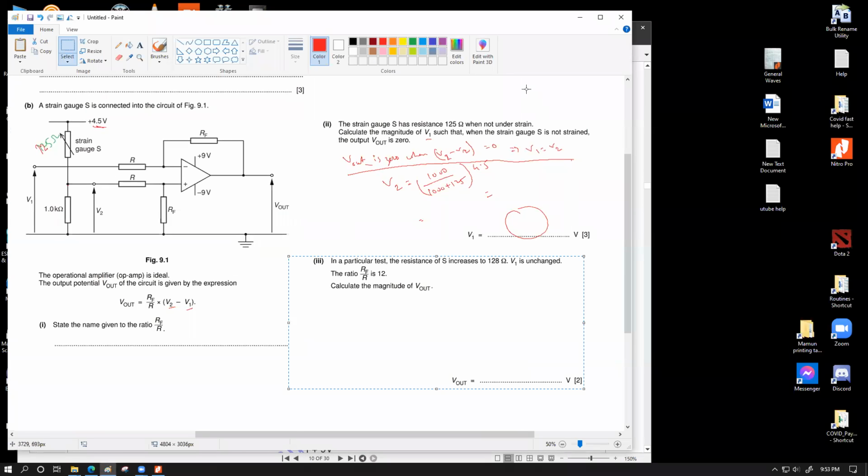So our V2 resistance has changed, sorry, the resistance of the strain gauge has become 128. V1 is unchanged. The R2 value is... okay, V1, so calculate this and see what comes. Sir, 4 volts. It's exactly 4.0 volt. Good.